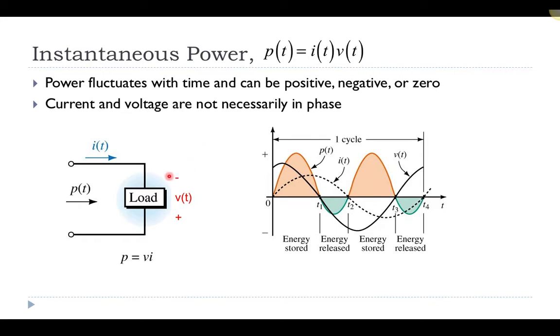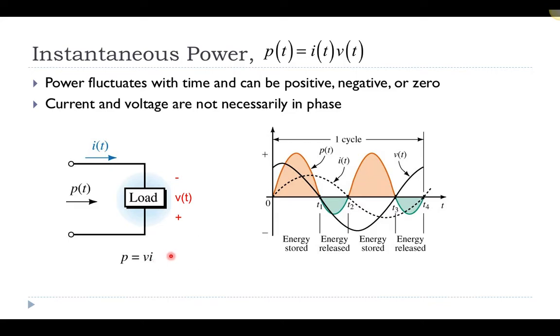So in this particular case, I have some load that is attached to some power supply over here that has alternating voltage, and that produces some alternating current that goes through that load. And so in general, the power is the voltage times the current, or the current times the voltage.